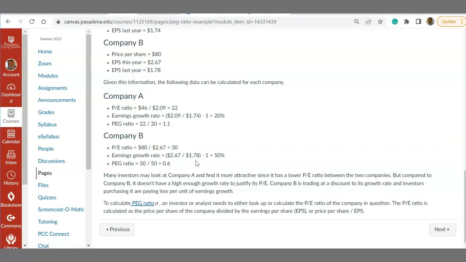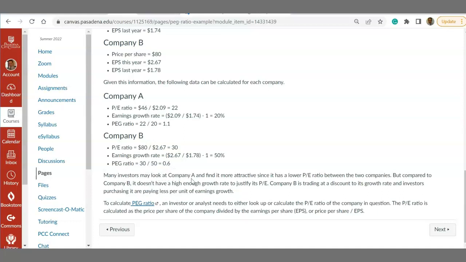Earning growth rate is again 2.67 minus 1.78. Let's do the math. 2.67 minus 1.78. That's an 89 cent increase. 89 cents divided by $1.78 of last year. So that's an increase of 50%. So growth in earning per share was 50% growth. So what is the PEG ratio? PEG ratio is the PE divided by growth of 50. So 30 divided by 50 is 0.6.